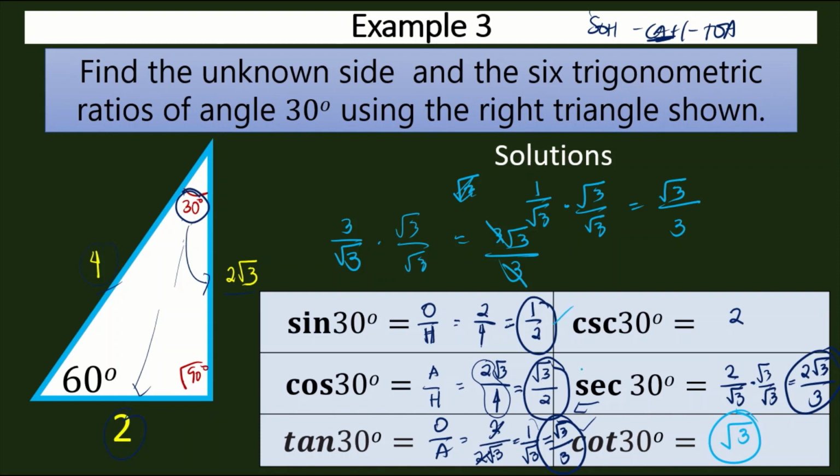So, sine 30 is 1/2, cosine 30 is square root of 3 over 2, tangent 30 is square root of 3 over 3. Cosecant 30, that is 2. Secant 30, that is 2 square root of 3 over 3. And square root of 3 for cotangent 30. Those are the final answers.